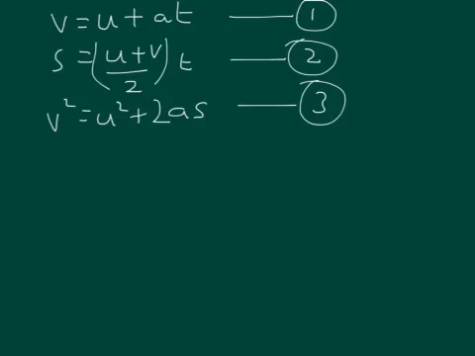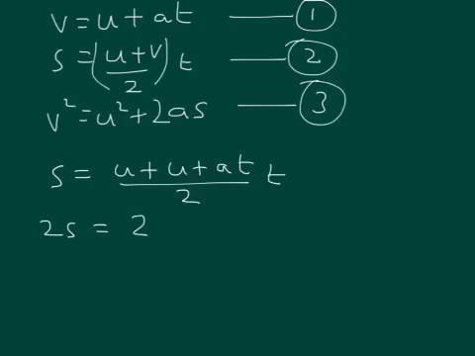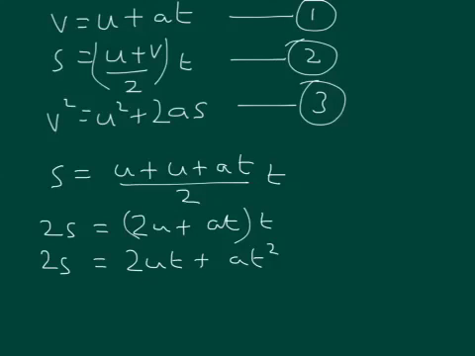Now from equation 1 we can see that V equals U plus AT, so let's put that into equation 2. S equals U plus V, but V is U plus AT, over 2 times T. Multiply both sides by 2, so we get 2S, U plus U is 2U, that's all times by T. So 2S equals 2UT plus AT squared. Divide everything by 2, we get S equals UT plus 1/2 AT squared. And that's our 4th equation.